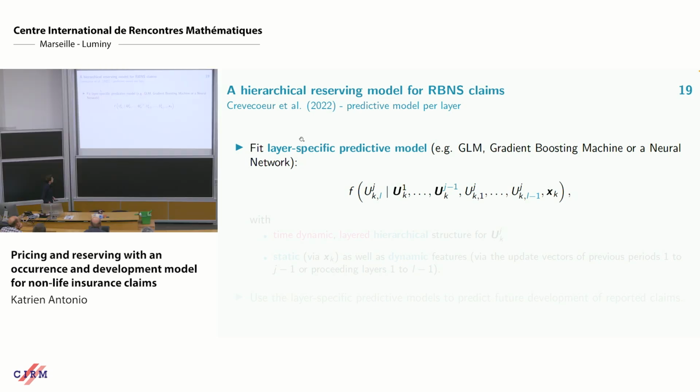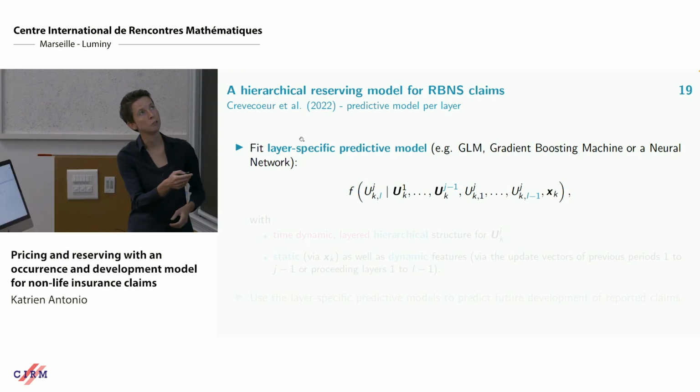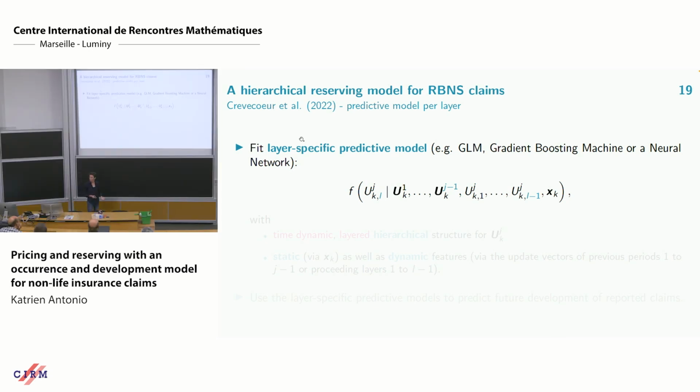So what do we do in this paper? We are going to build a predictive model for each of those layers, and you can do that with your favorite predictive modeling technique. And the idea here is that you can use, in order to predict for claim K in time period J, layer L, so let layer L be, will there be a settlement or not, for instance, or will there be a payment or not?